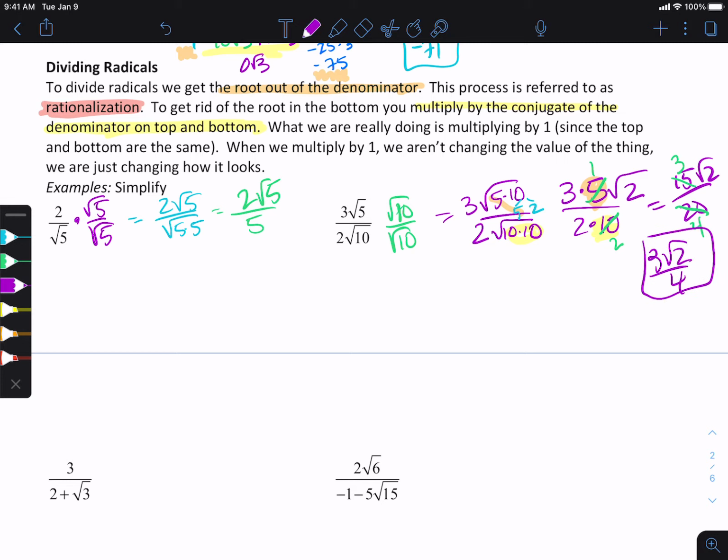If we had done 3 root 5 over 2 root 10, and let's multiply by the actual conjugate, so negative 2 root 10 over negative 2 root 10.